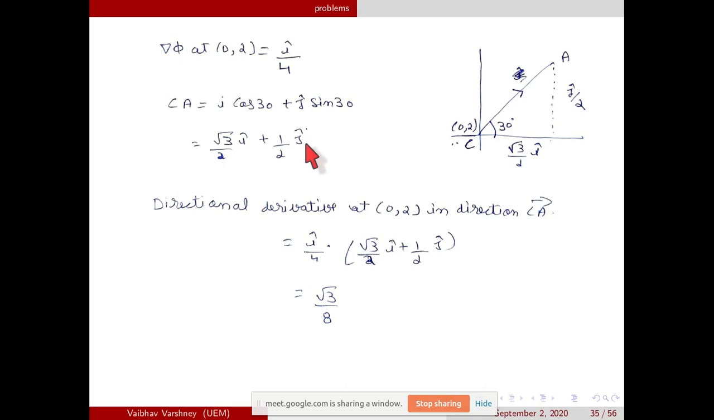Yes, sir. But now you have to do the dot product with this, that's it. I by 4 dot this vector and you will get root 3 by 8. Any problem till this point? No, sir. All of you, this point is clear na? Yes, sir.